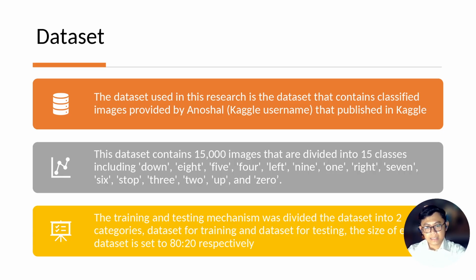For the training and testing mechanism, we divide the dataset into two categories: a dataset for training and a dataset for testing. The size of each dataset is set to 80 divided by 20 respectively.